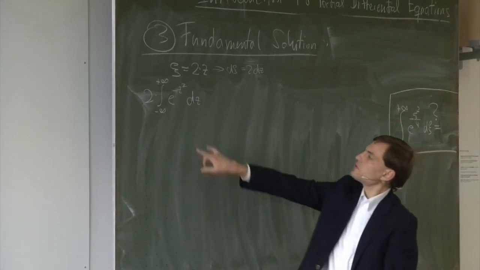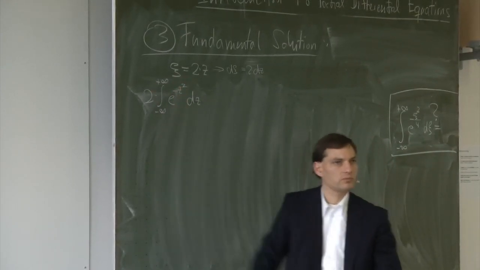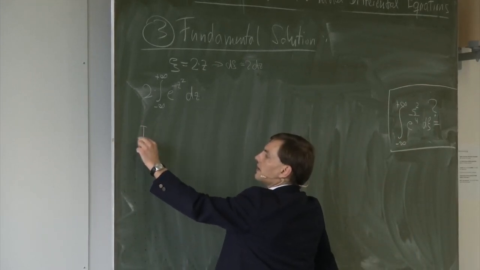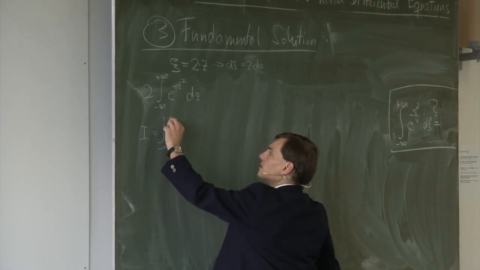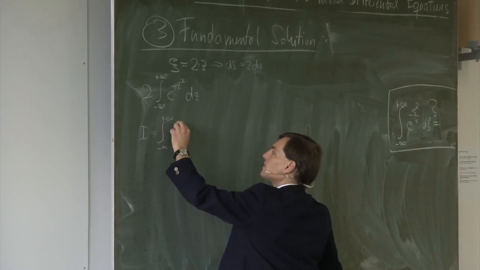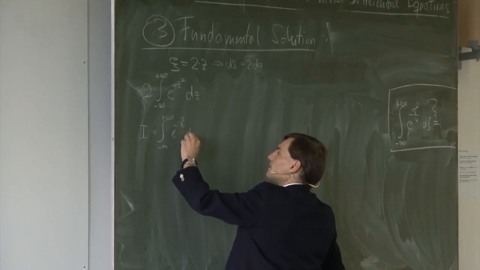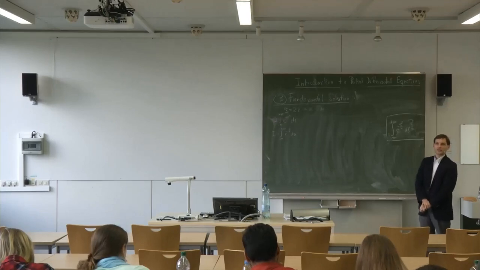So what I'm asking you now: calculate the integral of this, right? The 2 we don't care about for a second. So let's define that this integral we have to care about is called I, and it's the integral from minus infinity to plus infinity of e to the minus z squared dz. That is what we have to do in the end.